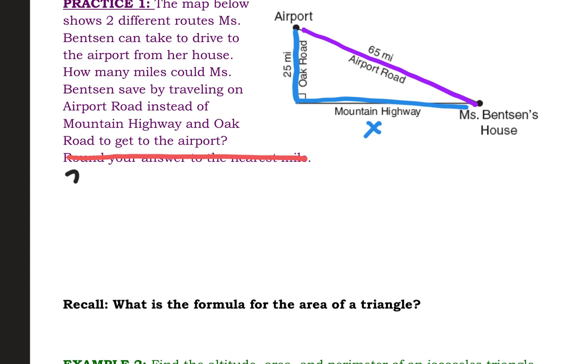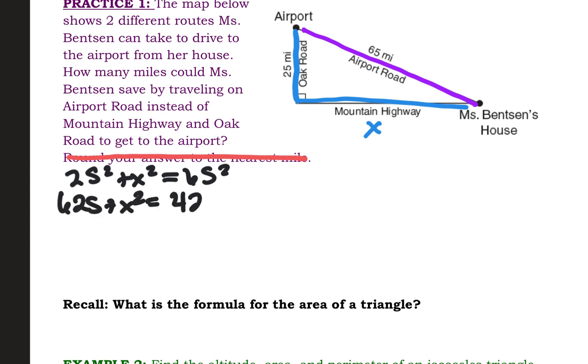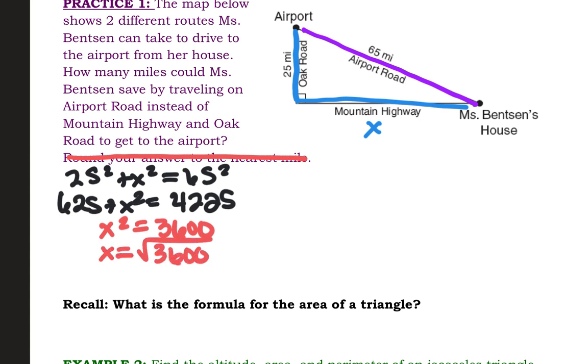All right, so let's do 25 squared plus x squared equals 65 squared. That'll give us 625, and this will give us 4,225. Our difference is going to be 3,600. Can we take the square root of 3,600? Just try it. We do, right? So x is equal to 60.